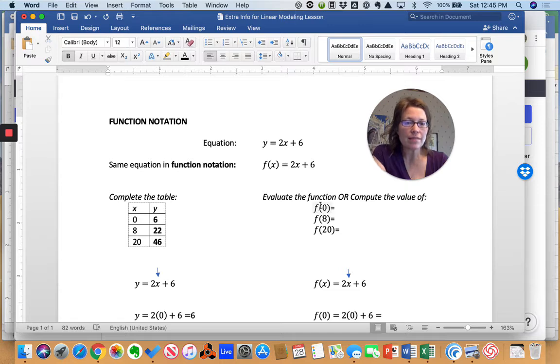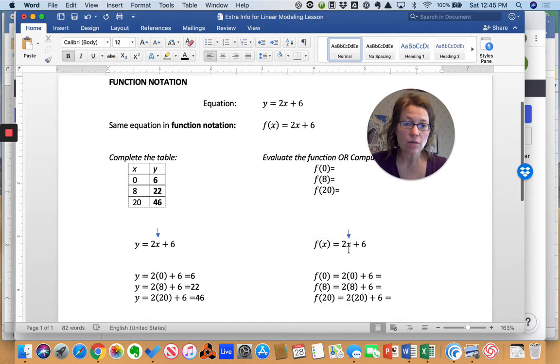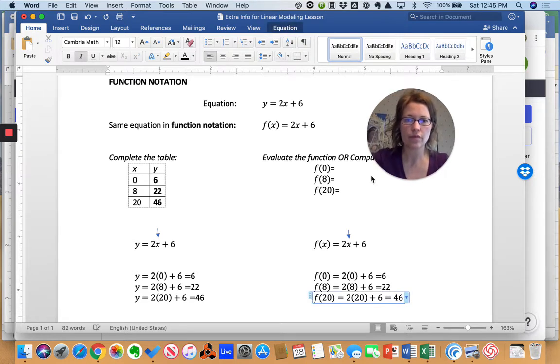When we're asked to evaluate the function, or to compute the value of, and I'm given something like this, the process that I follow is the exact same thing as completing the table was. F of x equals 2x plus 6. I just take the number that's in the spot where the x goes and plug that in to where the x is. So f of 0 equals, plug in 0 for x, and just like we figured before, f of 0 equals 6, because when I plug in 0 for x, I get 6. F of 8 equals 22, because when I plug in 8 for x, I get 22, and so on for 20.